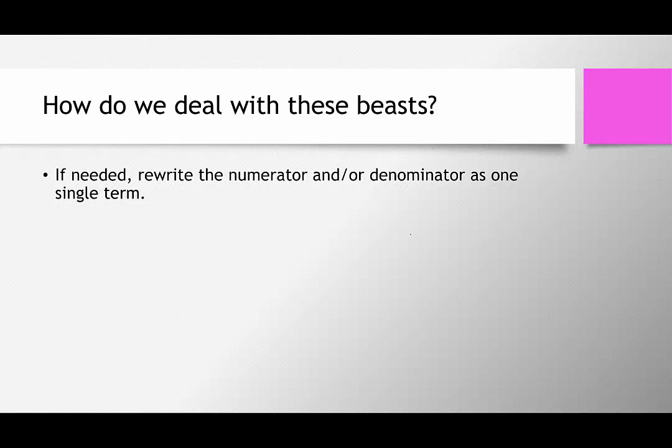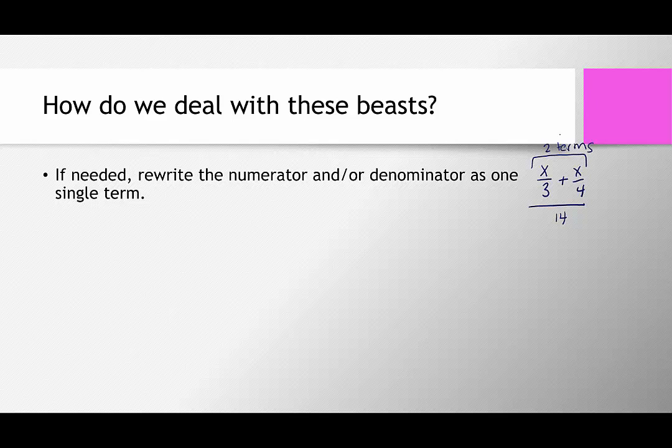What does it mean for something to be written as a single term? Well, if we have something like x over 3 plus x over 4 divided by 14, the numerator is not one term. This is two terms. We want to rewrite this as one single term. And how do we do that?